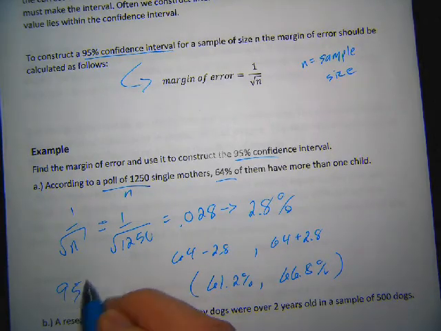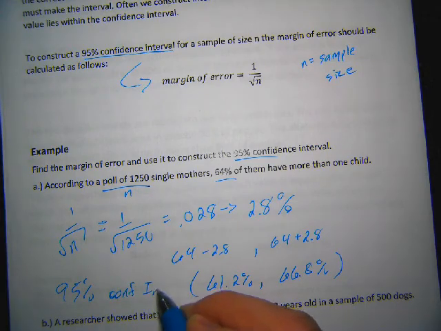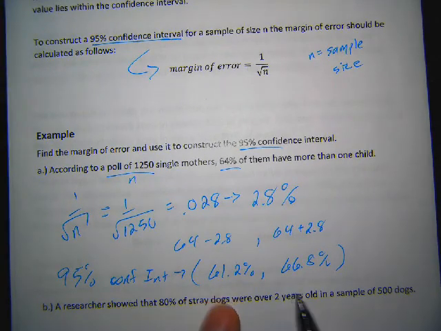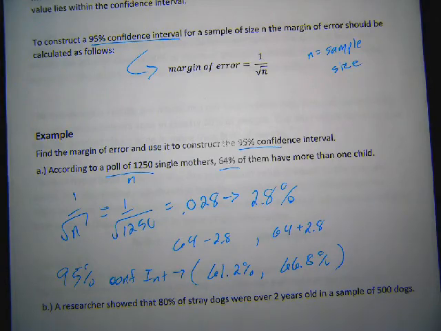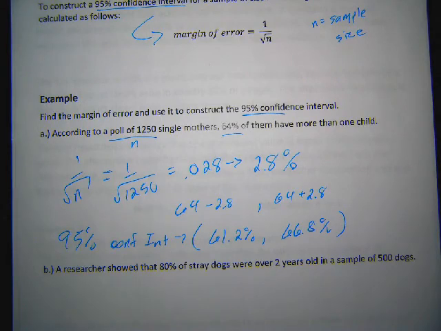95% confident. This is a 95% confidence interval. We're 95% confident that the actual percentage of the single mothers that have more than one child is in this range. Again, all my numbers are made up, so don't think too much about them. But this is the range, so somewhere between 61 and 66%. We got 64% from our study, but based on our sample size and wanting to be 95% sure, we'll say the actual value is probably somewhere between 61 and 66%. It's in that range. We don't know if it's 61 or 65 or 62, but we know it's somewhere in that range. We're 95% sure it's in that range.